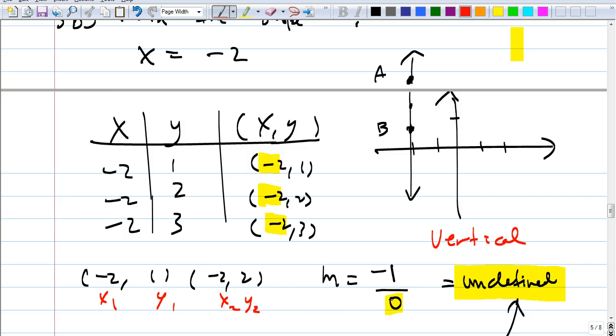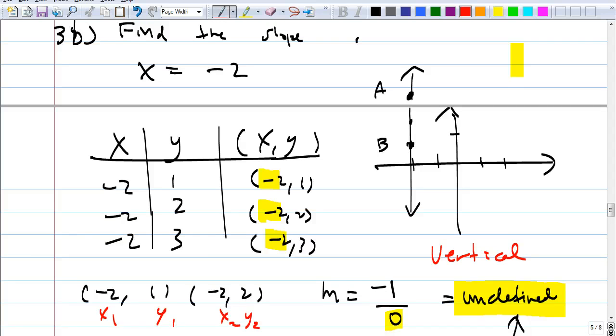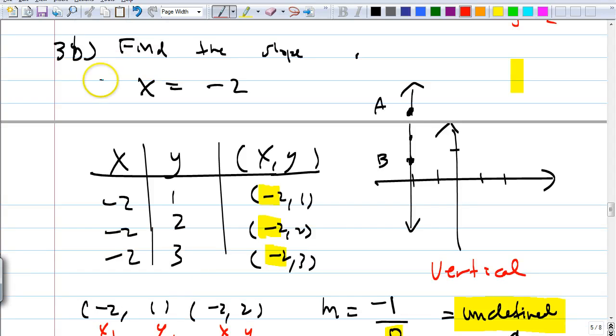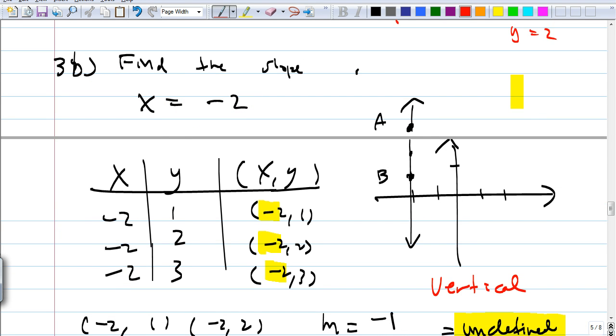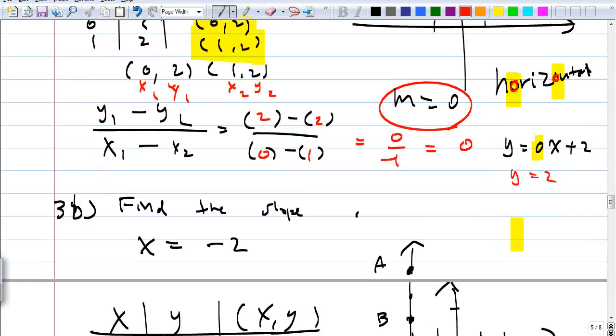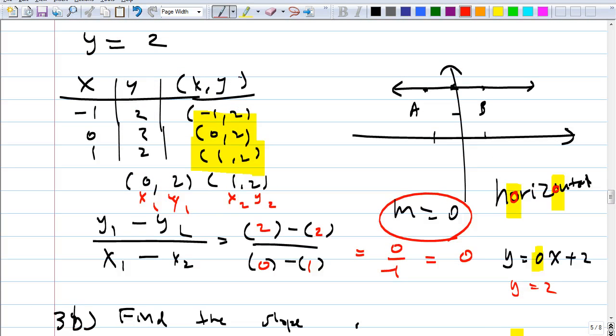What is the slope of a horizontal line? Every horizontal line? 0. What is the slope of any vertical line? Undefined. The key is you have to know which one is vertical and which one is horizontal, right? When x equals -2, is that vertical or horizontal? What about when y equals some number? Is that vertical or horizontal? Horizontal. Does that make sense?